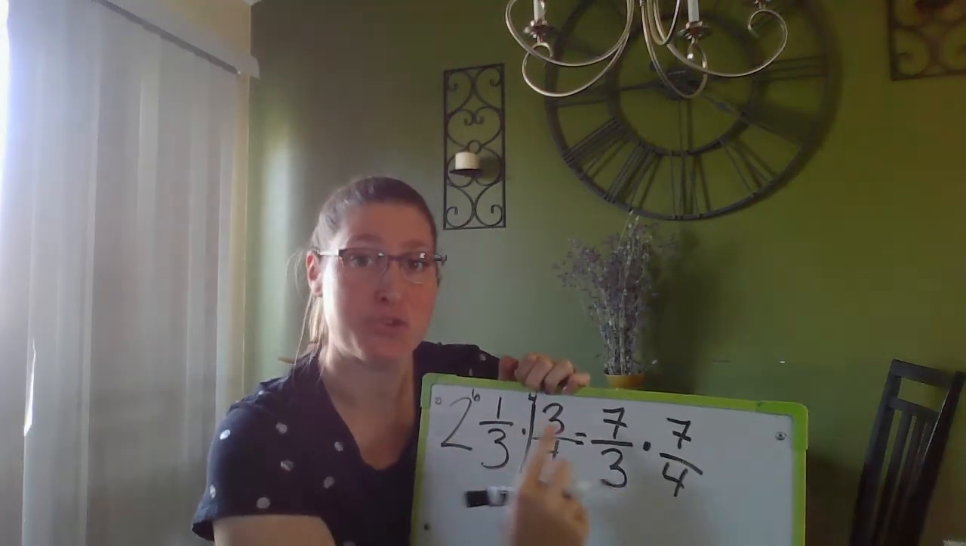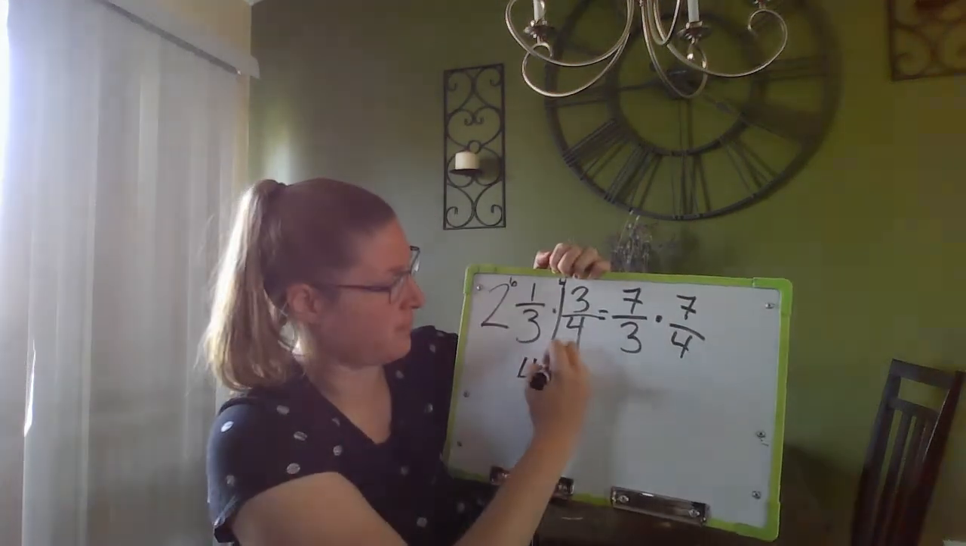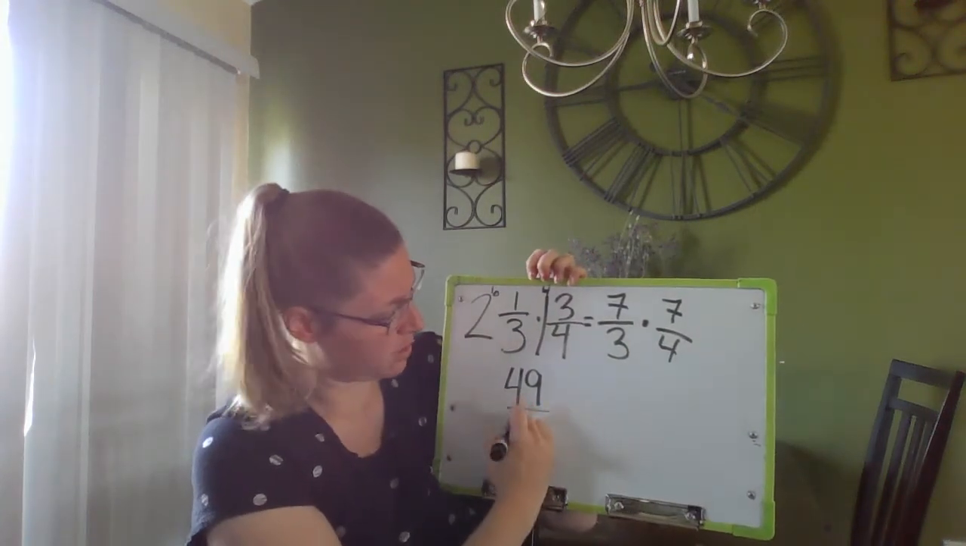Now I multiply straight across. 7 times 7 is 49. 3 times 4 is 12.